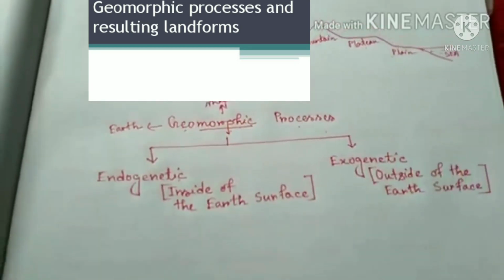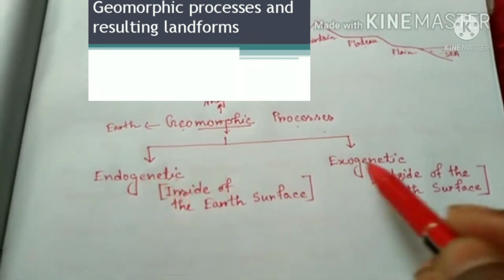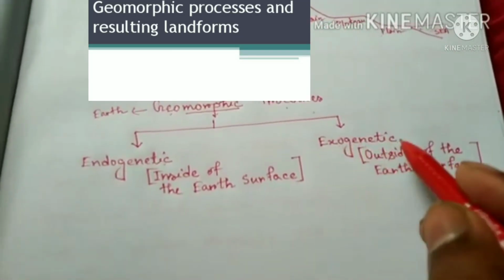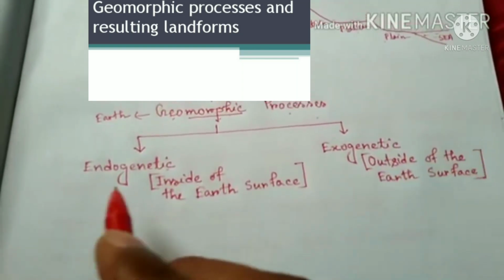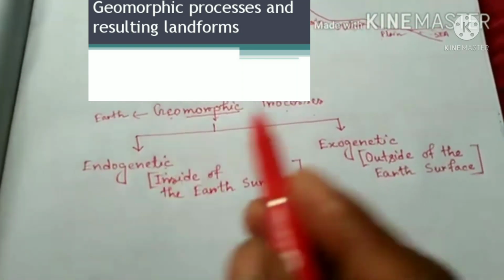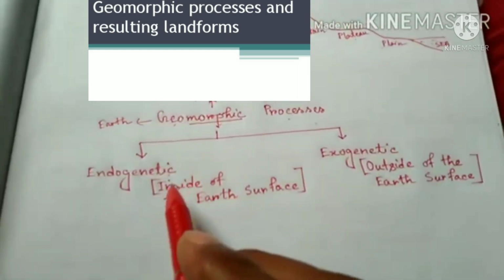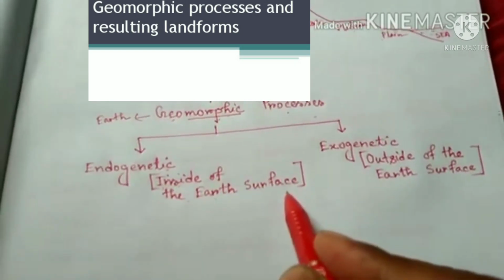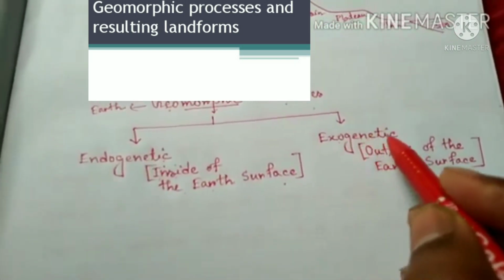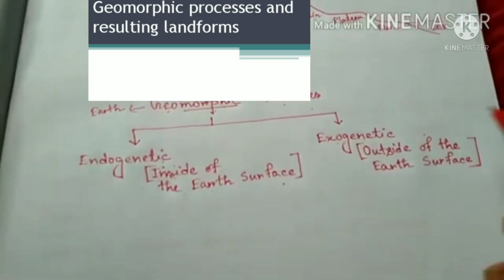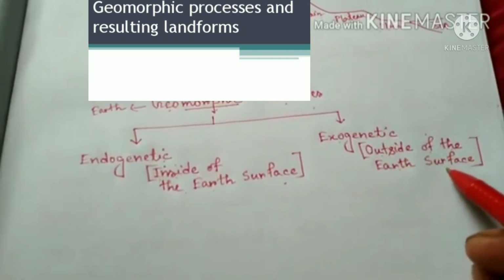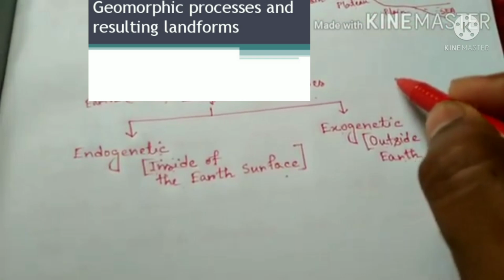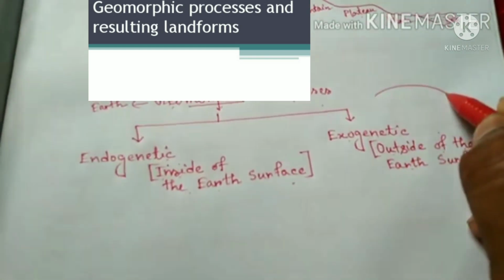Geomorphic processes are further subdivided into two types. One is endogenetic processes and another one is exogenetic processes. What is the meaning of endogenetic? It is very easy to remember. That means the processes which work inside of the earth surface. And on the other hand, exogenetic processes are the processes which work outside of the earth surface, you can say above the earth surface.